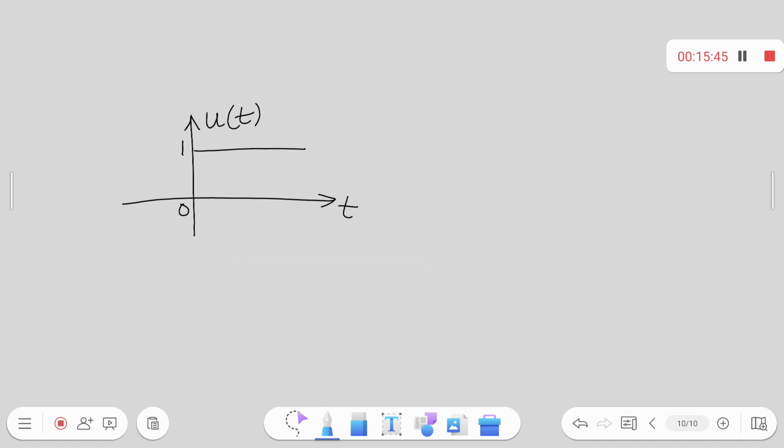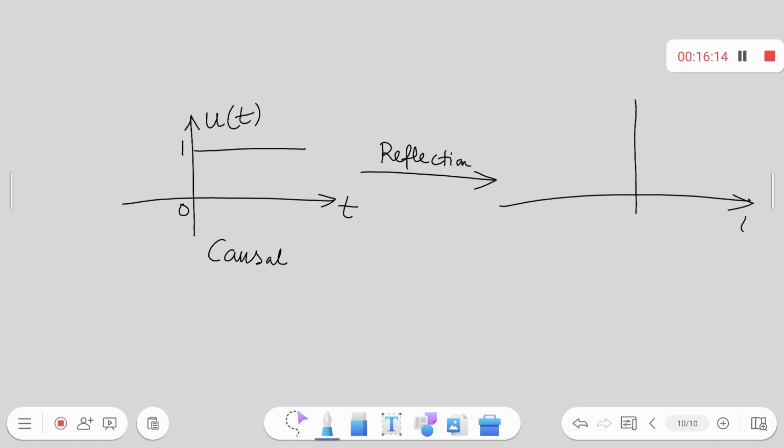Now tell me one signal operation. Which operation? This is a causal signal, and I would like to make it anti-causal. Reflection. Very good, reflection is the operation. So if I reflect, how does it look?